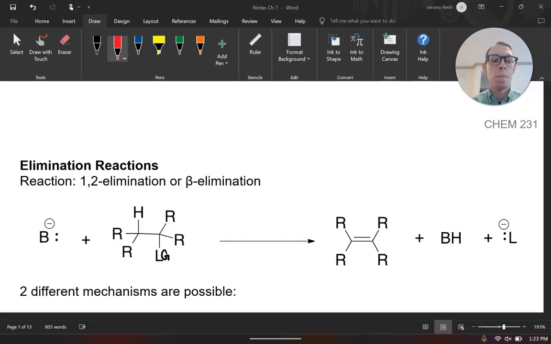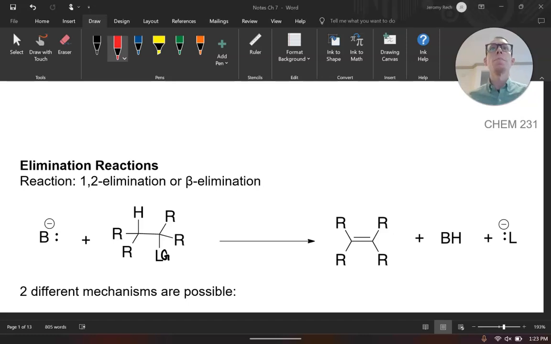E1 and E2. Now, there are a few other names you could potentially call elimination reactions, and this is based on the relative location of two different groups, our leaving group and a proton that's going to be deprotonated. So we can call this a 1-2 elimination or a beta elimination. We use Greek letters to count positions. Alpha is right where the leaving group is, beta would be next, and then you could keep going down the Greek alphabet.